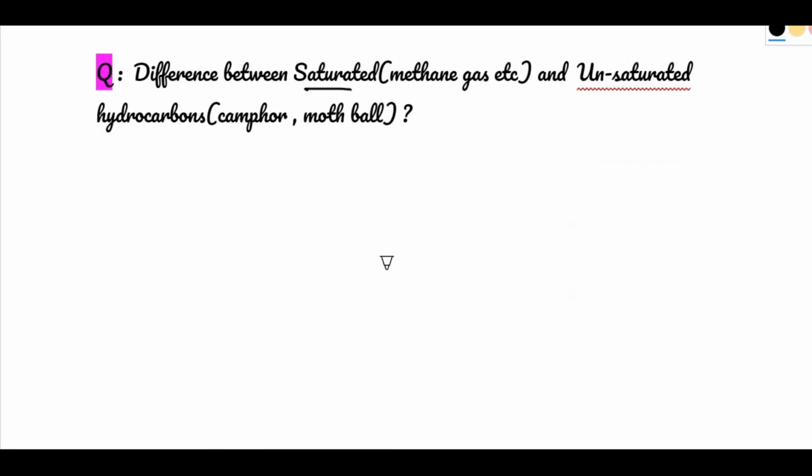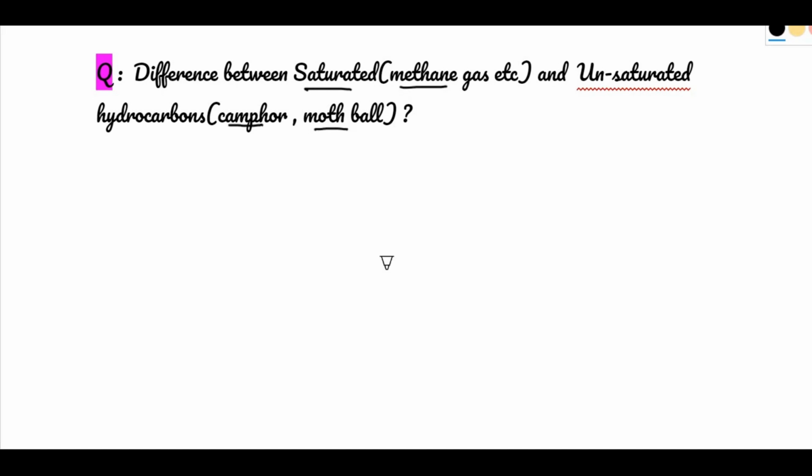Differentiate between saturated and unsaturated hydrocarbon. Just to remember, saturated hydrocarbons are methane, ethane, propane, butane. These all are saturated hydrocarbons where between carbon and carbon there is a single bond. Unsaturated hydrocarbons are the camphor and the mothball, those all are unsaturated, where between carbon and carbon there may be a double bond or triple bond. Single bonds are saturated, double bond and triple bond are unsaturated.